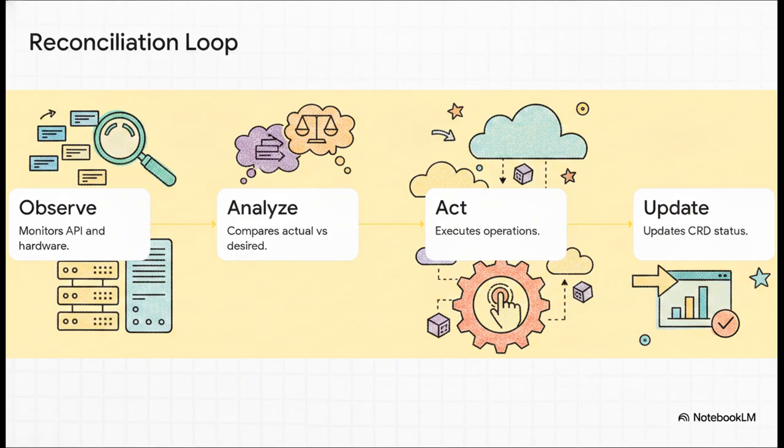Second, it analyzes. It's constantly comparing the actual real-world state of your cluster against the desired state you declared in your YAML. Third, it acts. If a node goes down, it implements decisions like hitting the Ceph API to spin up new pods. And finally, it updates, tweaking the CRD status so you get crystal clear telemetry.